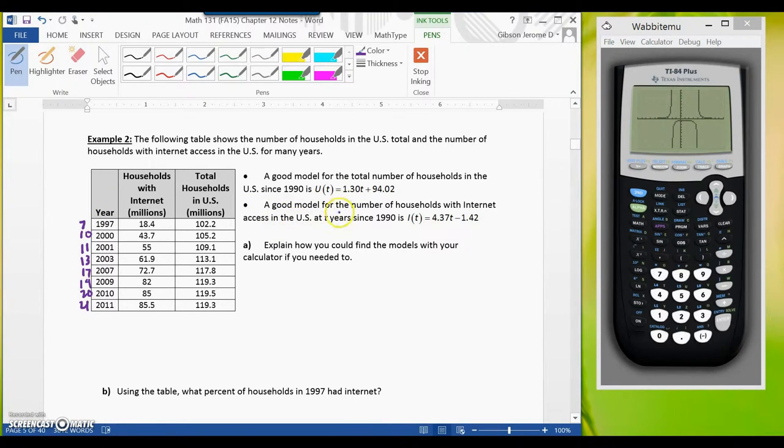Now it says a good model for the number of households with internet access in the U.S. at t years since 1990 is I of t equals 4.37t minus 1.42. It says explain how you can find the models with your calculator if you needed to. And it's basically you use linear regression. That's basically what you would do.